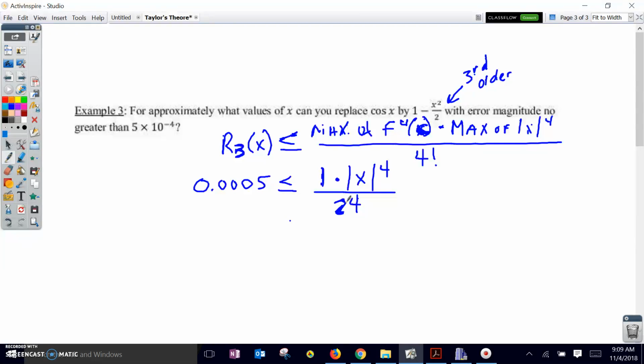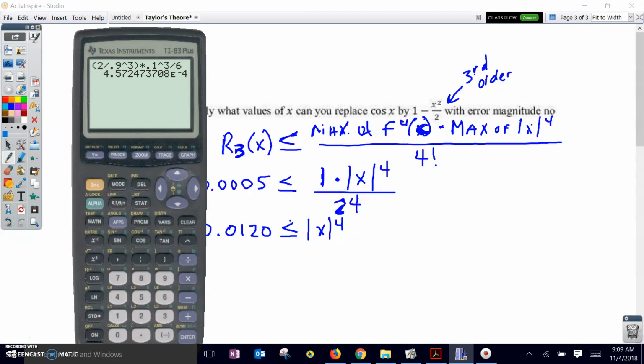Alright, so multiply both sides by 24. And if I solve this inequality, I'm going to take the fourth root of this. So I want the fourth root of 0.0120, so 0.0120 raised to the 1/4 power.